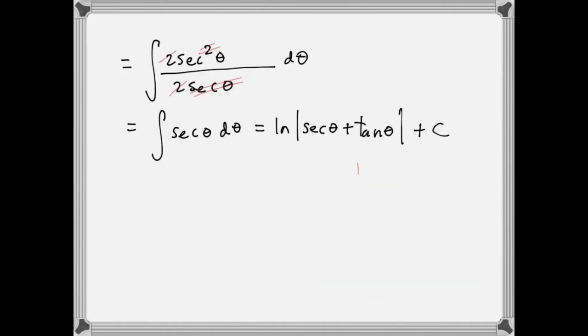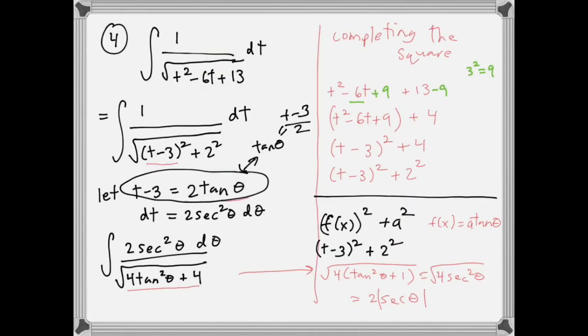So if tan theta is t minus 3 divided by 2, we can do a triangle. Remember, this is going to be the opposite, and this is going to be the adjacent. So this is t minus 3, and this is 2. So the hypotenuse is going to be the square root of t minus 3 squared plus 2 squared, which, remember, matches what we have here. So they should match.